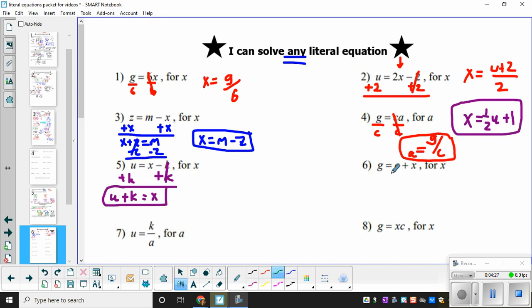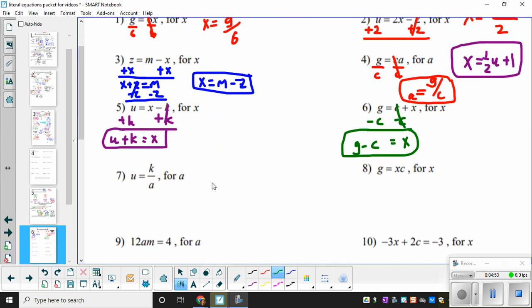All right, now for number 6, if we have g equals c plus x, solving for x, well, we have a positive constant right here, the c. So we're just going to subtract c from both sides to cancel it out. And we have solved for x, and that would be g minus c. So we're not supposed to have any numerical answers here. We're just saying this is what you would be doing to get x. You would just take whatever this number is and subtract this number, and you have x.